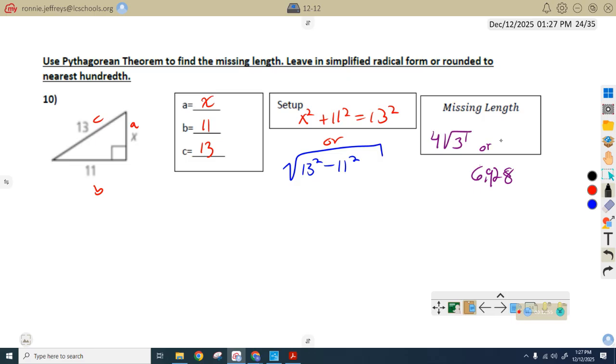.9928. So this is 6.93. I wonder how I knew how to do that, round that and stuff. I bet there's no words anywhere to tell me how to do that. Ain't that right? Yep. You good? Okay. All right.